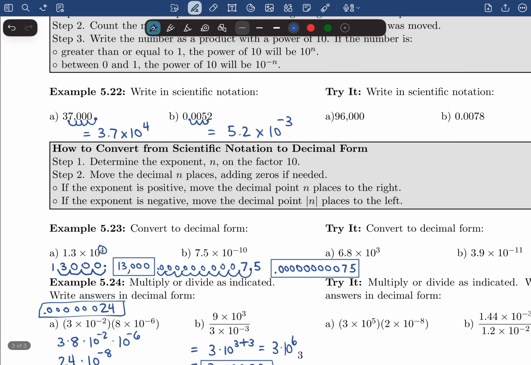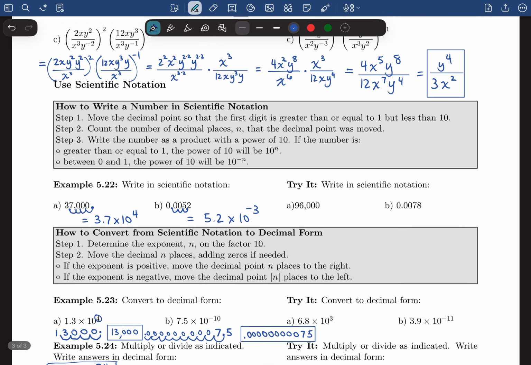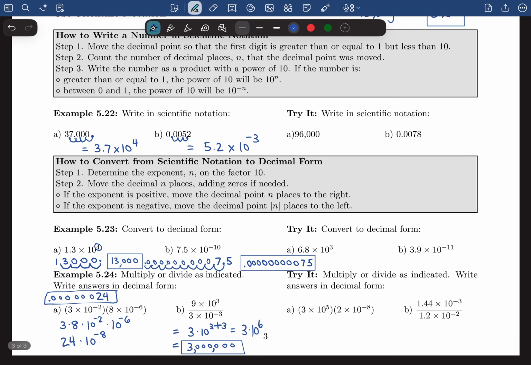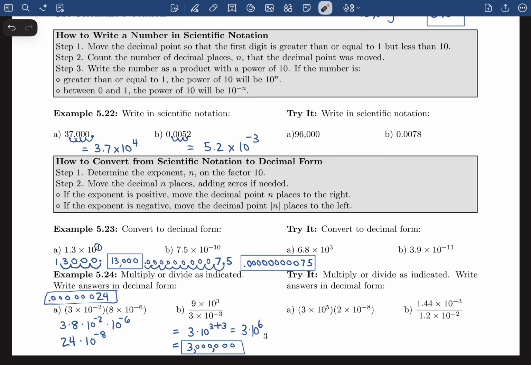Great. So here has been an introduction to scientific notation and how to put things from scientific notation into decimal form into scientific notation, and how to multiply two things in scientific notation together, and how to divide two things in scientific notation from each other.